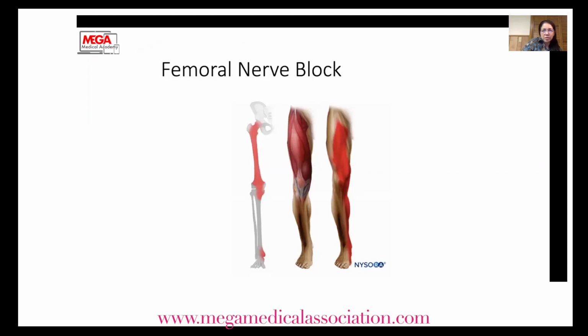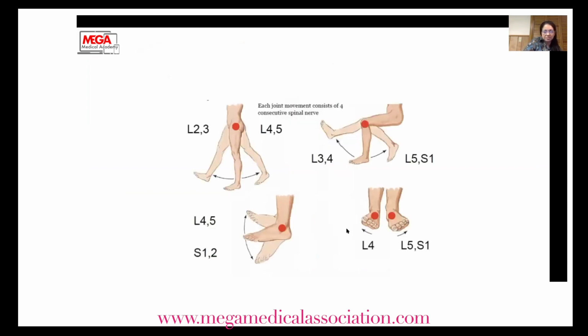So the femoral nerve block is a very important block. We do this block a lot, and its distribution is usually the front of the thigh and the medial aspect of the leg. The front of the thigh, including the skin, subcutaneous tissue, and the quadriceps muscle, is very important. And the medial side of the leg is supplied by the saphenous nerve.